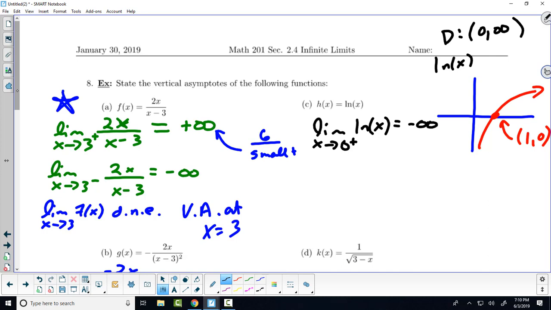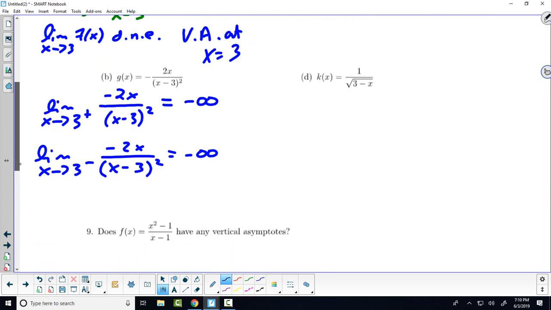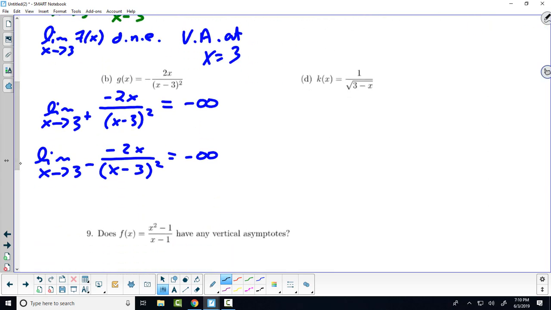All right. Let's look at this one. Okay. So I want to look at the limit. Where's the potential vertical asymptote at? 3. Potentially at 3. So let's approach 3. But what's the issue, folks? Can I approach 3 recklessly? No. Can I plug in numbers like 3.1 for x? Can I plug in numbers like 3.5 for x?